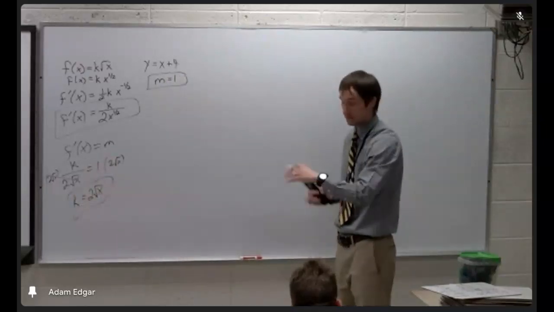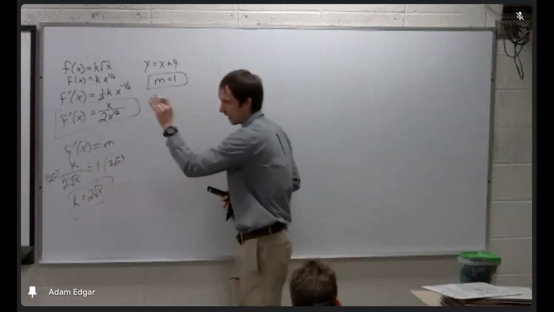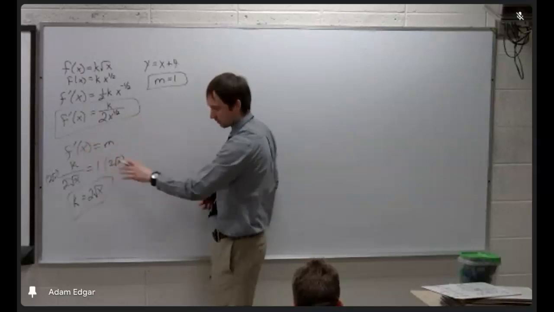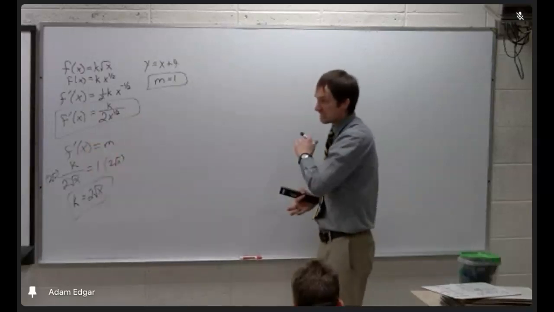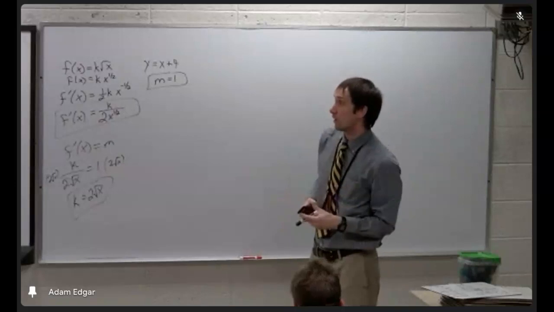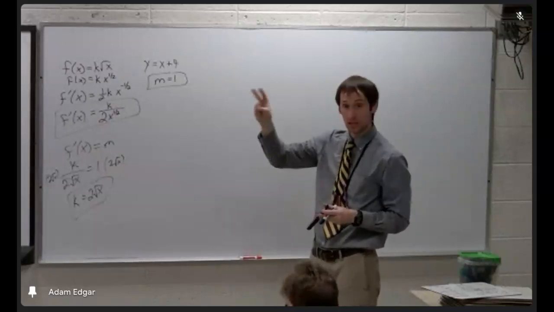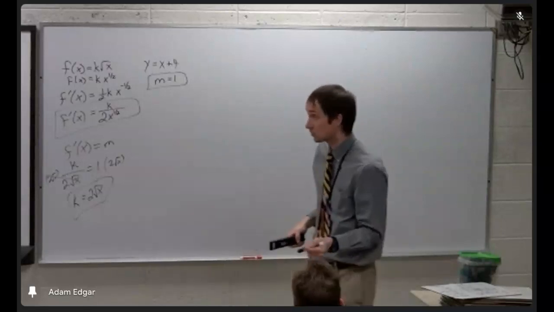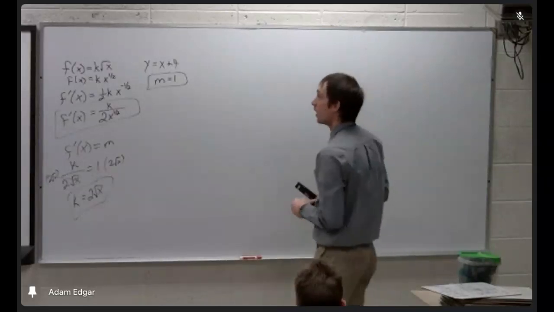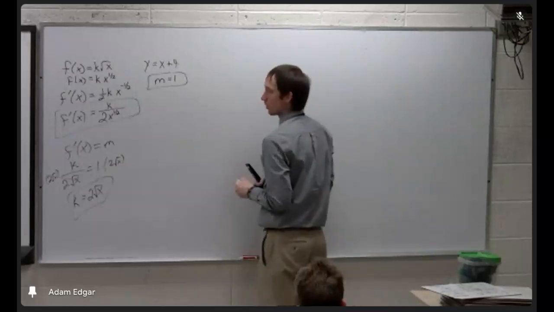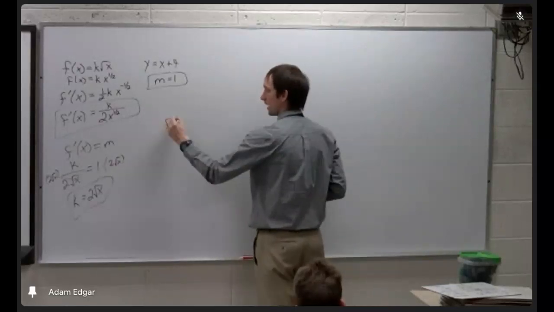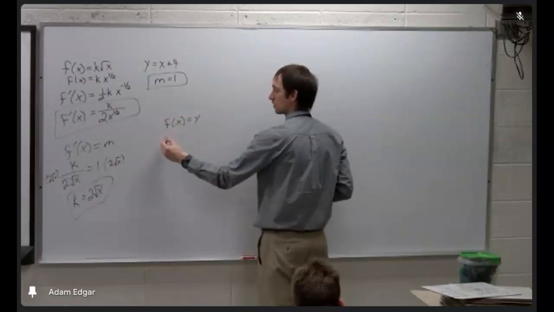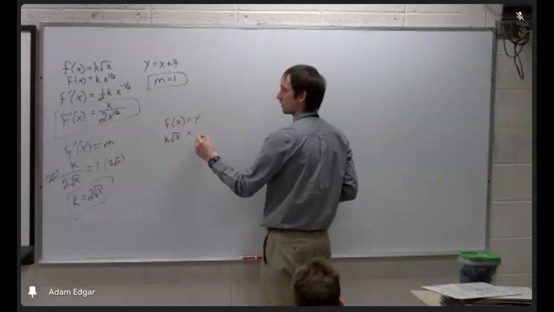Now, a lot of us are getting here just fine, but then they're not using at all the other equation. So there's 2 pieces of information you got to use. You got to use derivatives or slopes. You also have to use y is f of x. We've got to make use of that. So over here, we're going to make use of f of x equals y. What's f of x? K root x. And what's y? X plus 4.